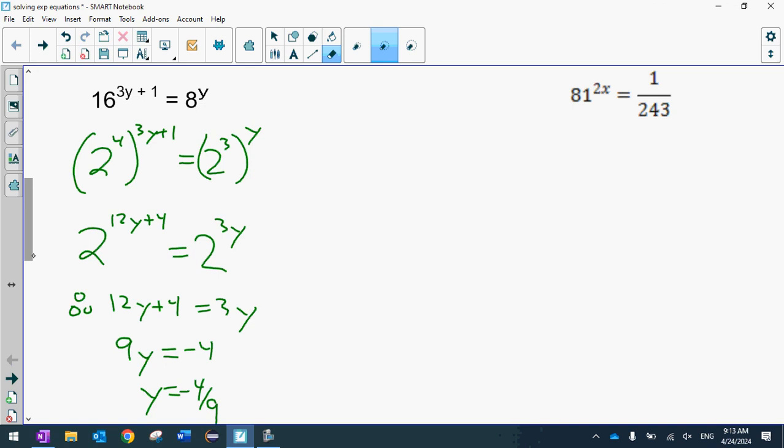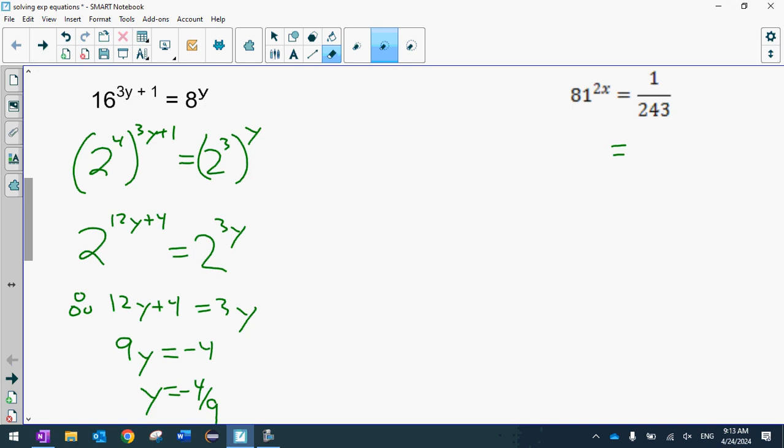Does that make sense? Okay. Let's go slowly and a little bit harder. For example, 81 to the power of 2x equals 1 over 243. So our goal is still the same. We want to try to write both sides as powers of the same base. Now, I know it's 1 over 243, but let's just look at 243 and 81. Can they be written as powers of the same base?